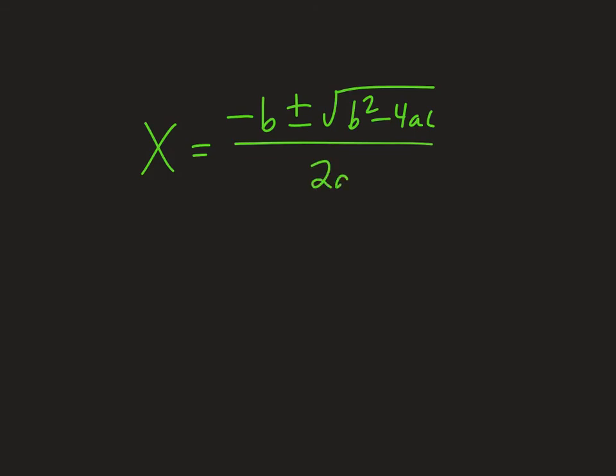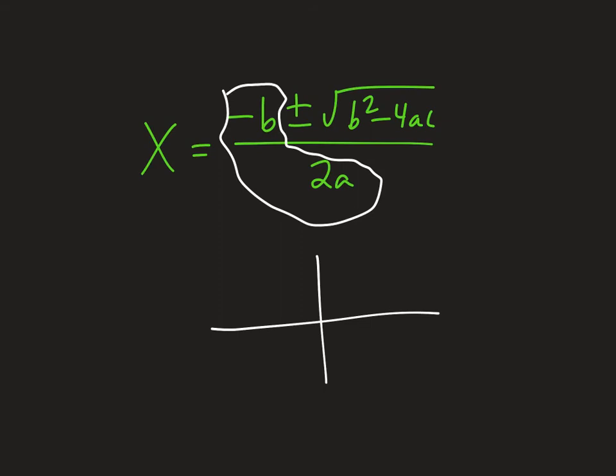Quadratic formula was x equals negative b plus or minus the square root of b squared minus 4ac, all over 2a. And if you take a look at this piece of it right here, that actually gives you the axis of symmetry. So if you think about a graph, let's say the parabola looked like that. The negative b over 2a is going to give you this part of it.